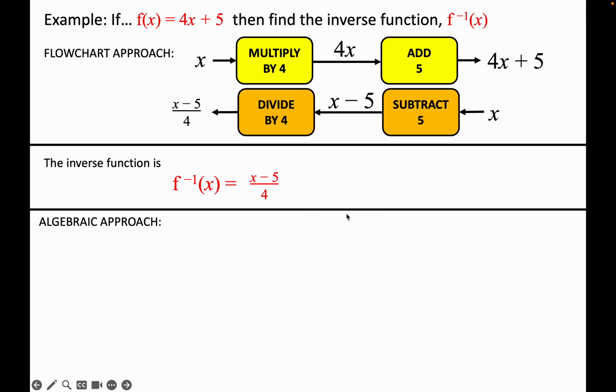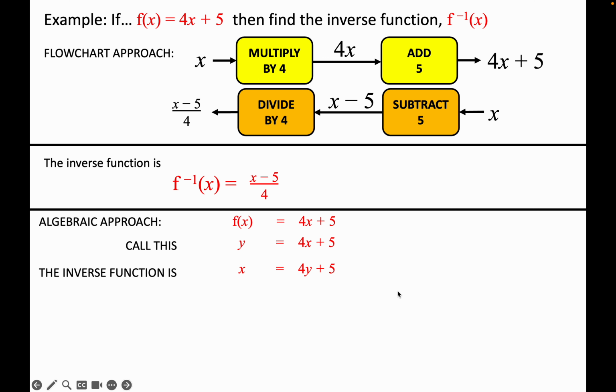The algebraic approach, you take the function f of x equals 4x plus 5, and then you're just changing the notation here, and instead of calling that f of x, you call that y. So you just call it y equals 4x plus 5. It's just doing the same thing, but with slightly different notation. And then you interchange the x and the y. So everywhere you had a y, you swap it for an x. Everywhere you had an x, you swap it for a y. And that does give you the inverse function.